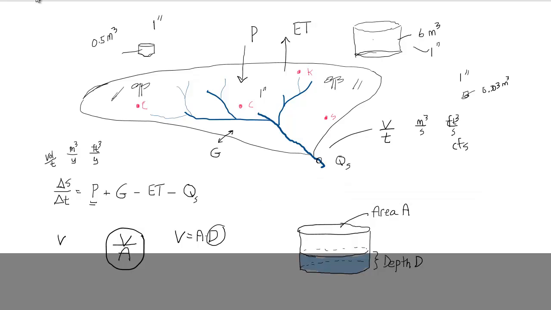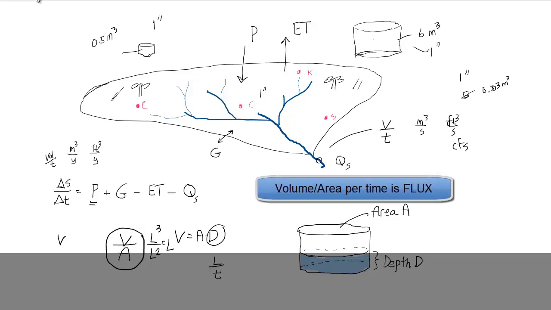Volume has dimensions of length cubed, right? Like meters cubed or inches cubed. And area has dimensions of length squared, like square meters or square feet. And so when I take volume divided by area, I get length. So I get the length over the time that it took. In the example I gave, 1 inch per day, right? So I got 1 inch of rain per day. So that represents the volume per area.